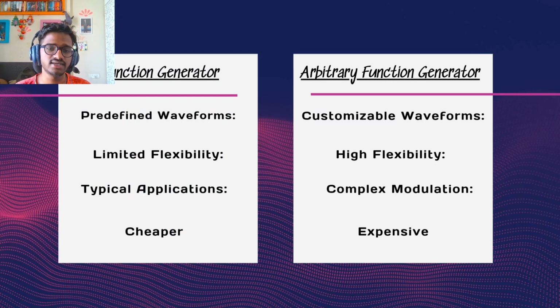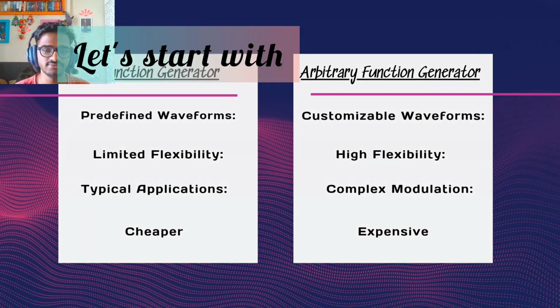The function generator has typical applications, which is commonly used for general purpose testing, educational purposes, and basic waveform generation. The arbitrary function generator, on the other hand, is ideal for applications requiring specific non-standard waveforms such as telecommunications, signal processing, and advanced research. And finally, the cost of the two function generators. The function generator is generally more cost effective compared to the arbitrary function generator, whereas the arbitrary function generator is usually more expensive.